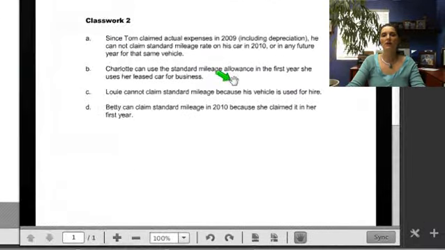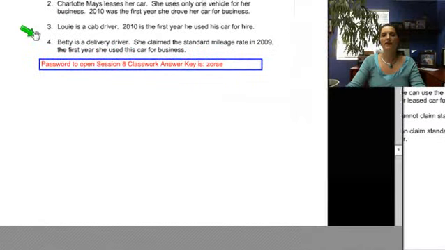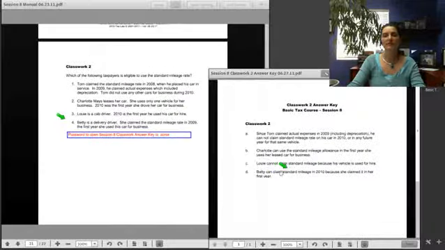Finally, Betty is a delivery driver. She claimed the standard mileage rate in 2009. It is the first year she used her car for business. Is she allowed to use the standard mileage rate? The answer is yes, she can. So that concludes the Session 8 lecture and classwork review.